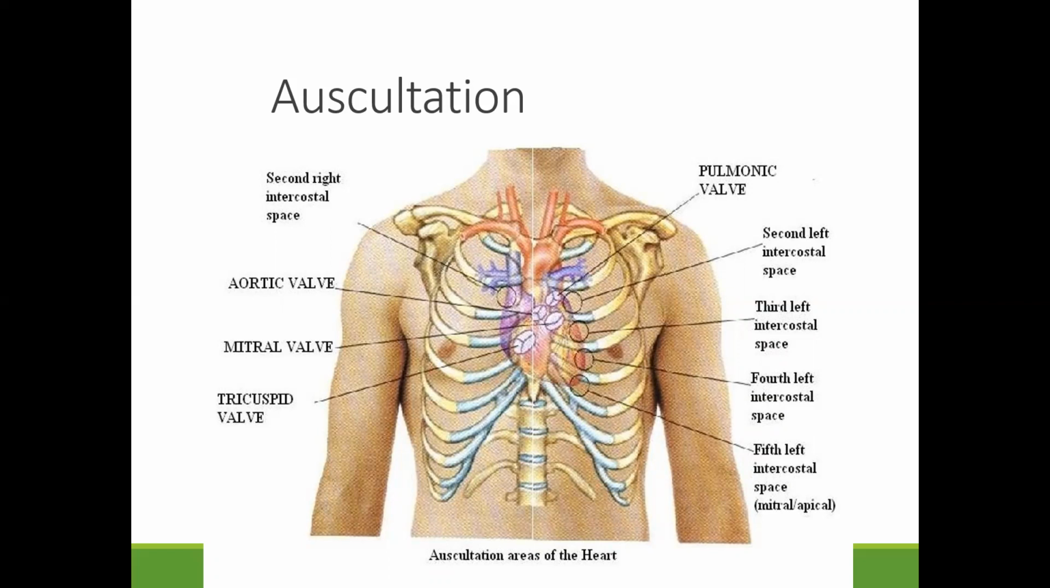Some people have learned Apartment M. Erb's point's not really one we listen to. Your aortic is your second intercostal space on the right. Pulmonic is your second intercostal space on the left. The third intercostal space would be Erb's. Then fourth is tricuspid. And then fifth will be your mitral or apical.